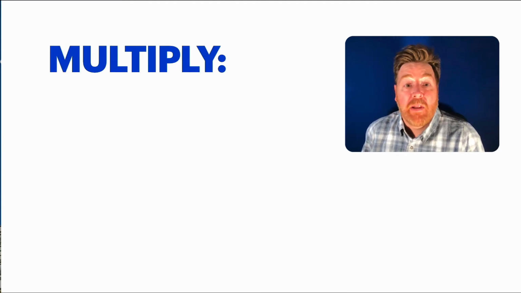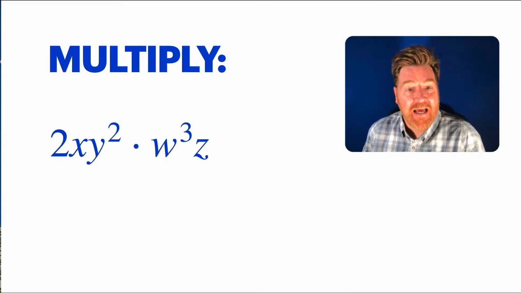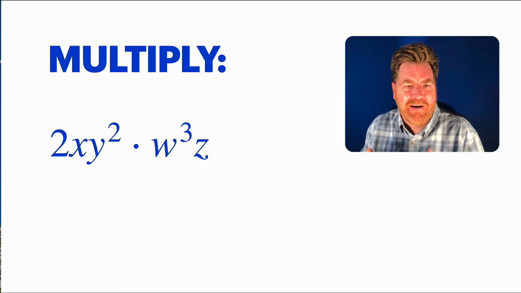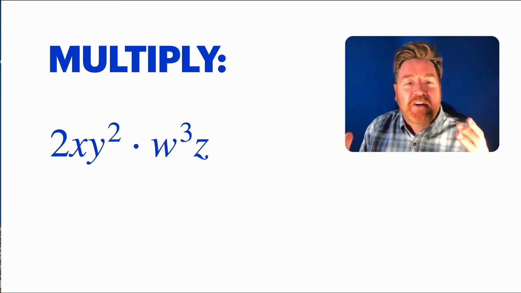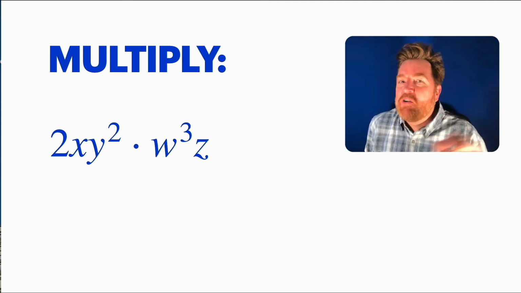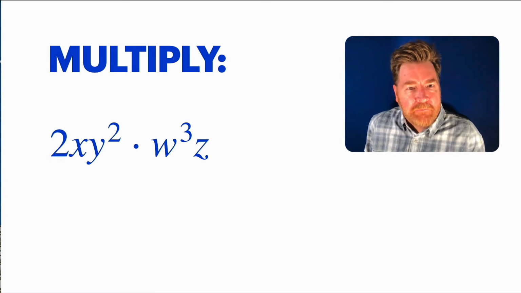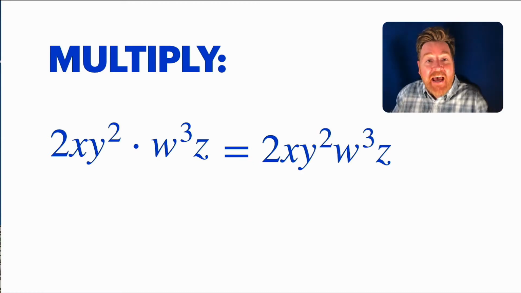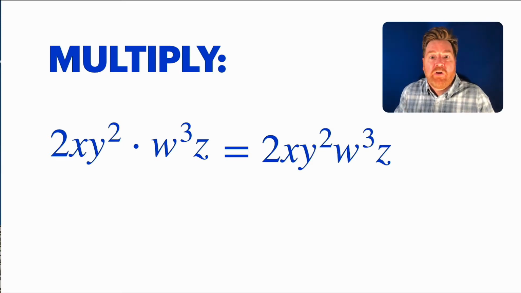Multiplication is going to be a ton easier than addition. So let's put it to work. All right, so let's say you want to multiply 2xy squared times w cubed z. First of all, can we multiply those things together? Xy squareds and w cubed z's? Of course we can. You can multiply anything by anything. And how do we do it? Straight across. Just mush them together. You ready? There it is. Game over. That's the answer. 2xy squared times w cubed z just equals 2xy squared w cubed z. Game over.